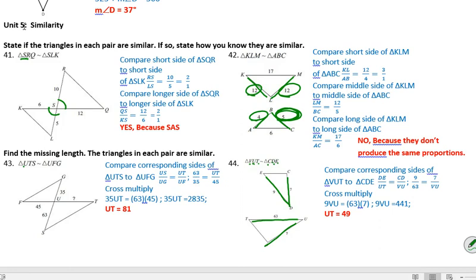So we're going to say DE over UT is equal to CD over VU. We're going to do 9 over 63 is equal to 7 over VU. And again, we're going to cross multiply here. And when we do that, we get that UT is equal to 49.